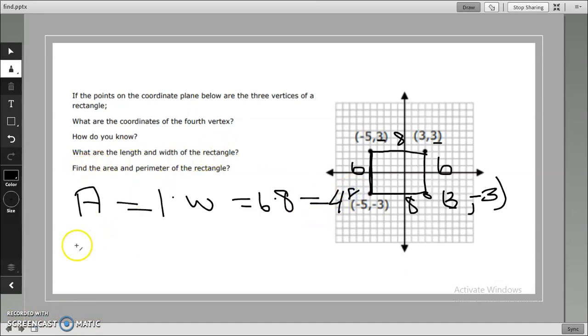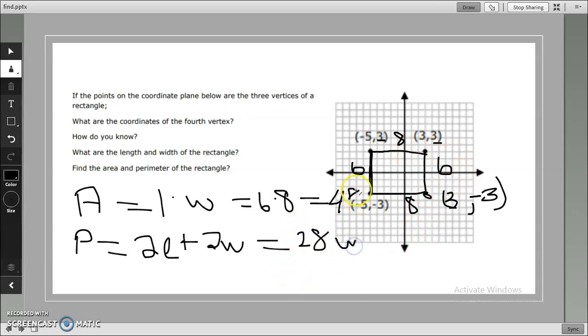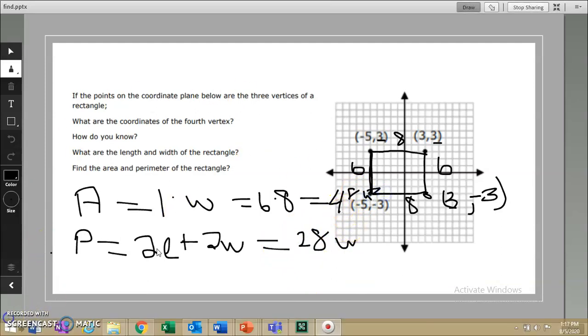And then it says find the perimeter. The perimeter of a rectangle is 2 times the length plus 2 times the width, or we're adding up all the sides. So 6 plus 8 plus 6 plus 8. And what is that going to give us? If you calculated it, you should have gotten 28. And so this is 28 units, and the area is 48 units squared because we're talking about area. And I hope that this example helps.